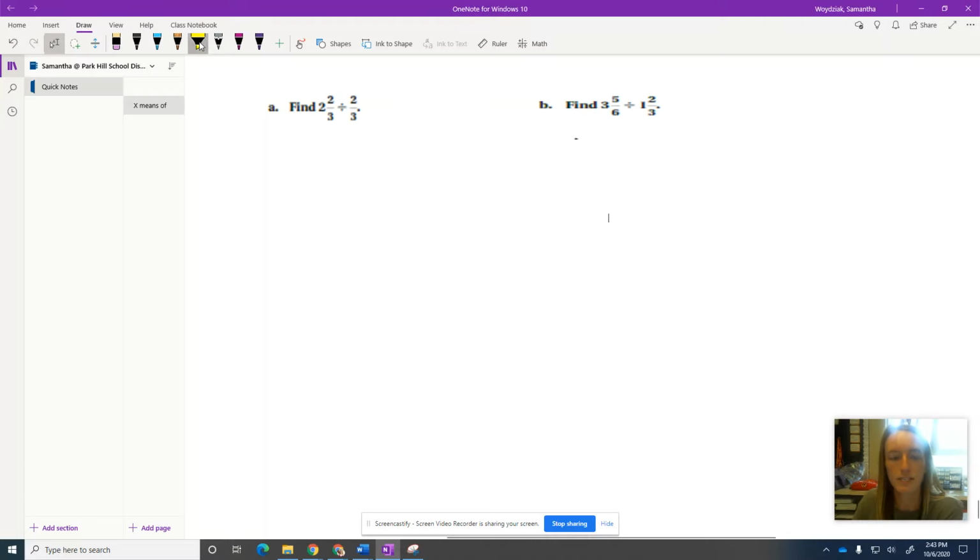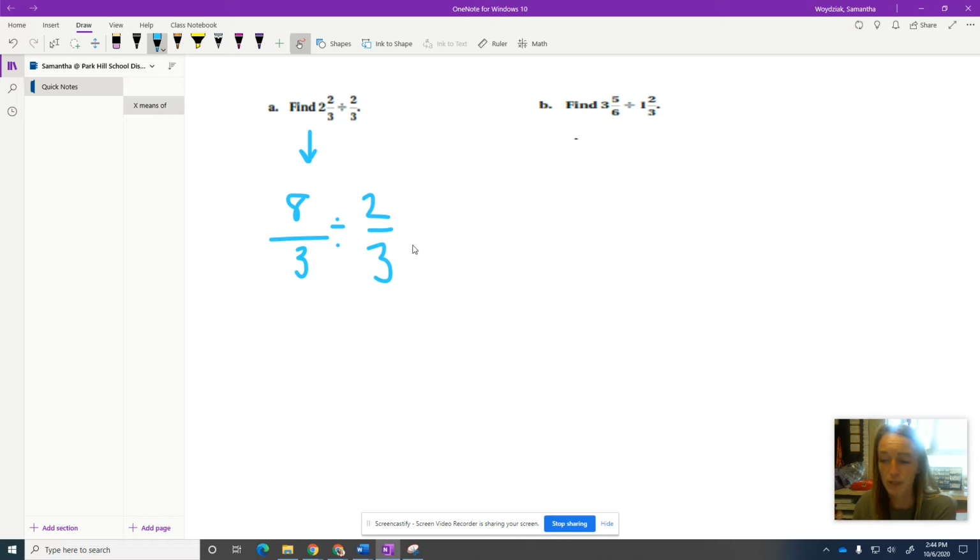For this first problem, it still means how many 2/3 can I fit into 2 2/3. And the way we solve this is we need to make this 2 2/3 a fraction. So first we're going to do that. How we do that is we make it an improper fraction. 3 times 2 is 6, plus 2 is 8, keep my denominator. So I have 8/3 divided by, and 2/3 is already a fraction, so we're good to go.